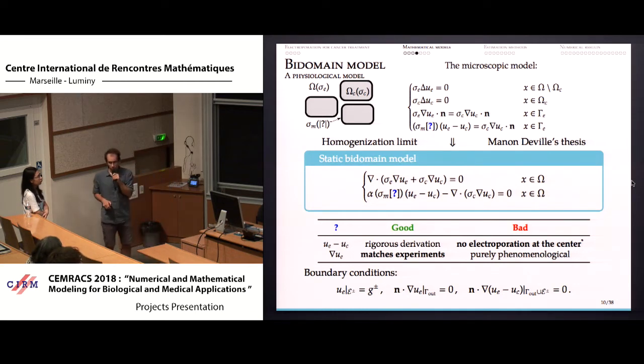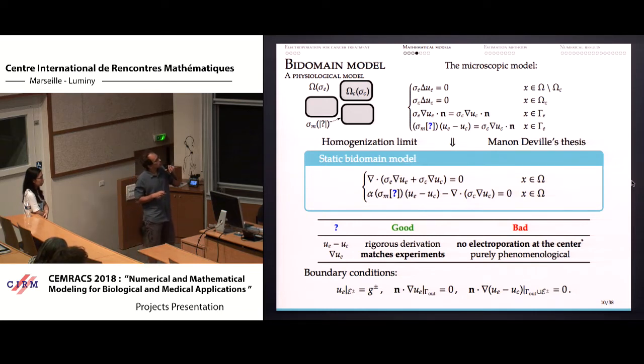This limit has been done in the context of electrophysiology, where the dynamics are much slower, so we don't look for the same effects. And if we try to apply this model for electroporation, it does not work. In particular, if you have 2 electrodes, you will not have electroporation at the center, which is not good.